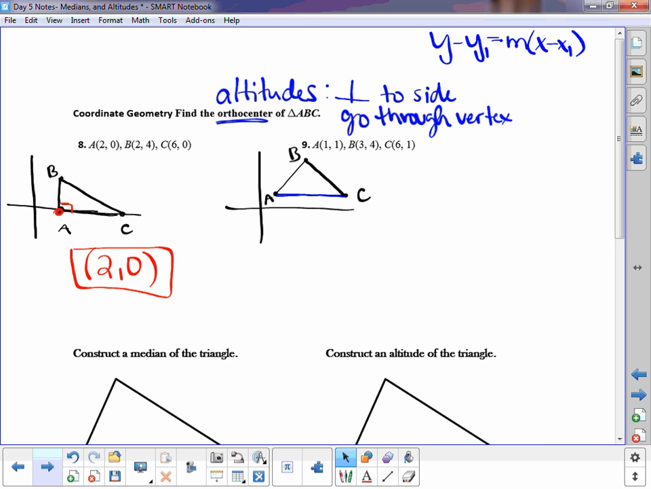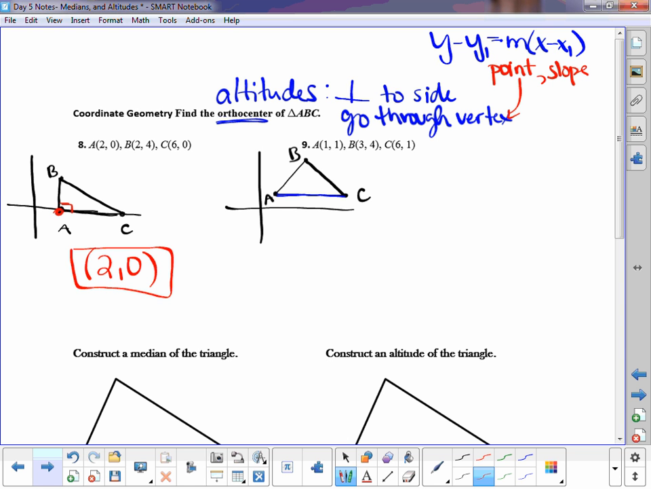Alright, equation of the line requires a point, and it requires the slope. Well, what point is my altitude going to go through? The vertex. So they give us the vertex. We already have the point. We don't have to find the point.